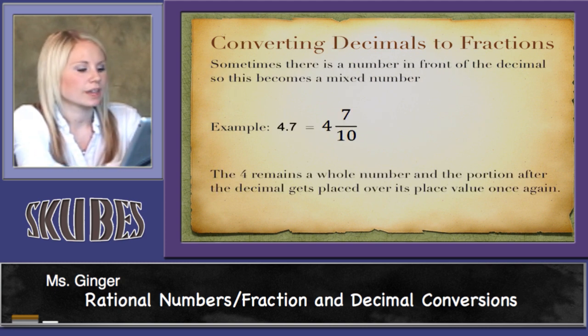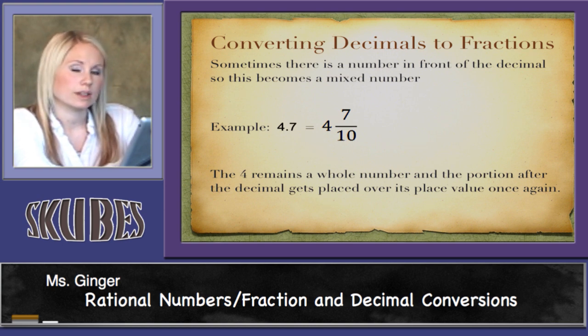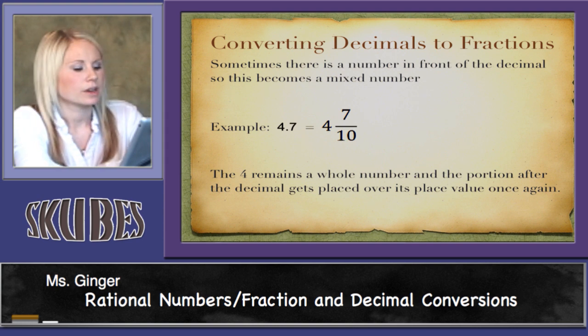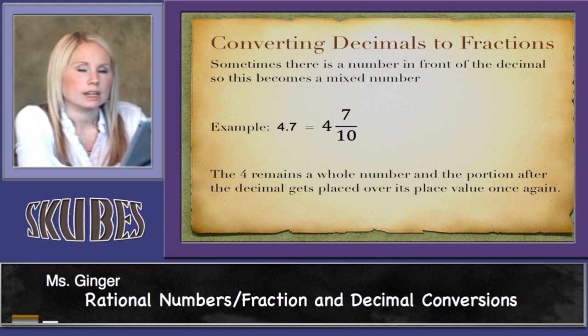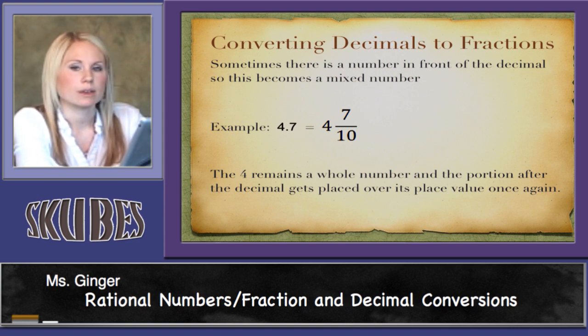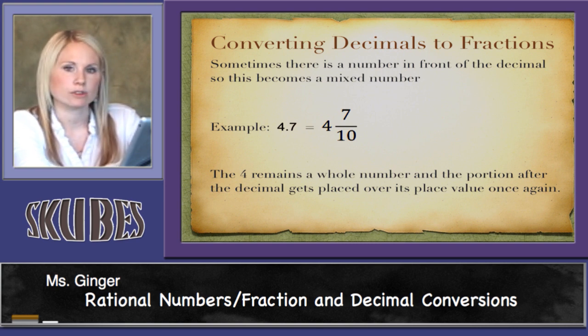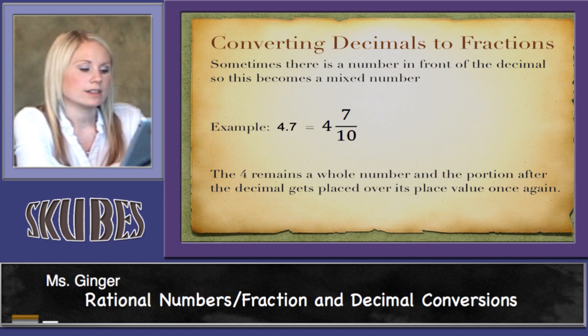Let's look at another one. Here we have 4.7. We have a number in front of the decimal and after. So what do we do here? Well, we're going to take that whole number and keep it as a whole number and do the same thing we did with the last example, taking the digits that we see after the decimal and placing them over the place value. So this 7 is in the tenths spot. So I'm going to take my 7 and write it over 10 and leave that 4 out front. So this becomes 4 7/10.